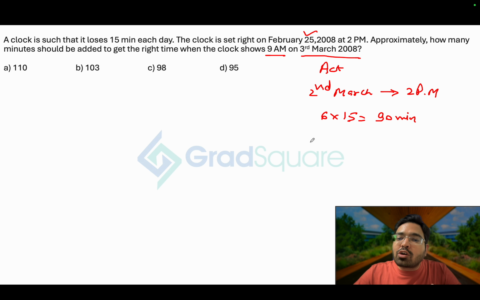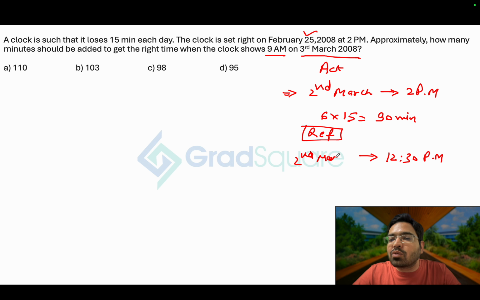That means your clock reflection on that particular actual time will be what? It will be 90 minutes lesser than this. So the clock will be reflecting 12:30 p.m. on the 2nd March of 2008. This is what the reflection will be. Now the clock has to go all the way up to 9 a.m. The time on the clock should be 9 a.m. That means this particular clock needs 11 hours 30 minutes to go to the midnight, and then again take 9 more hours from there. So that's going to be 20 hours and 30 minutes more of travel.